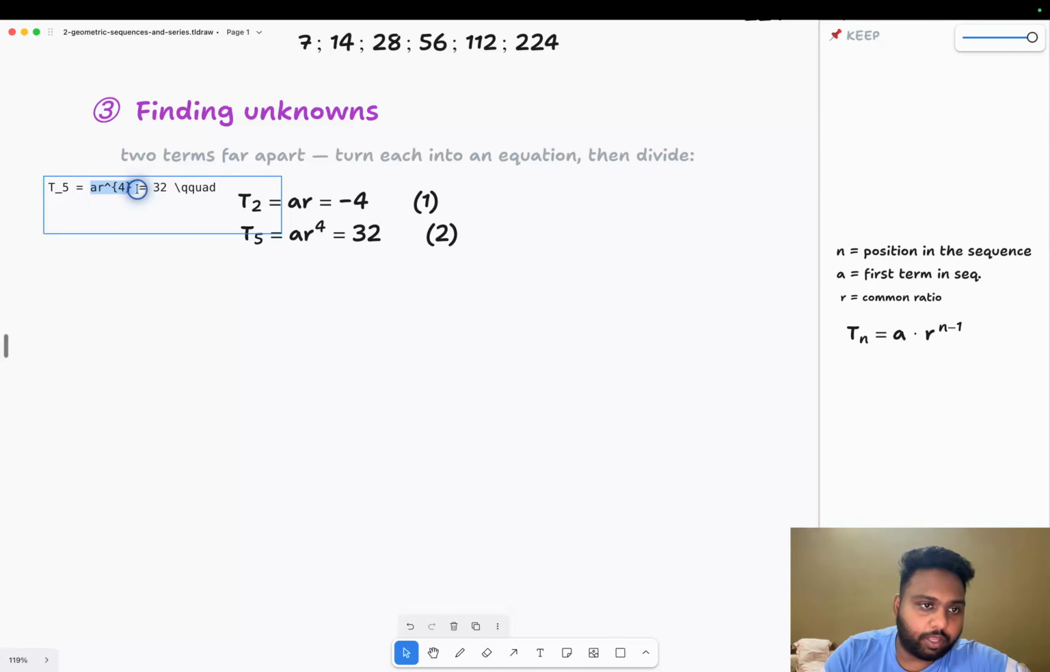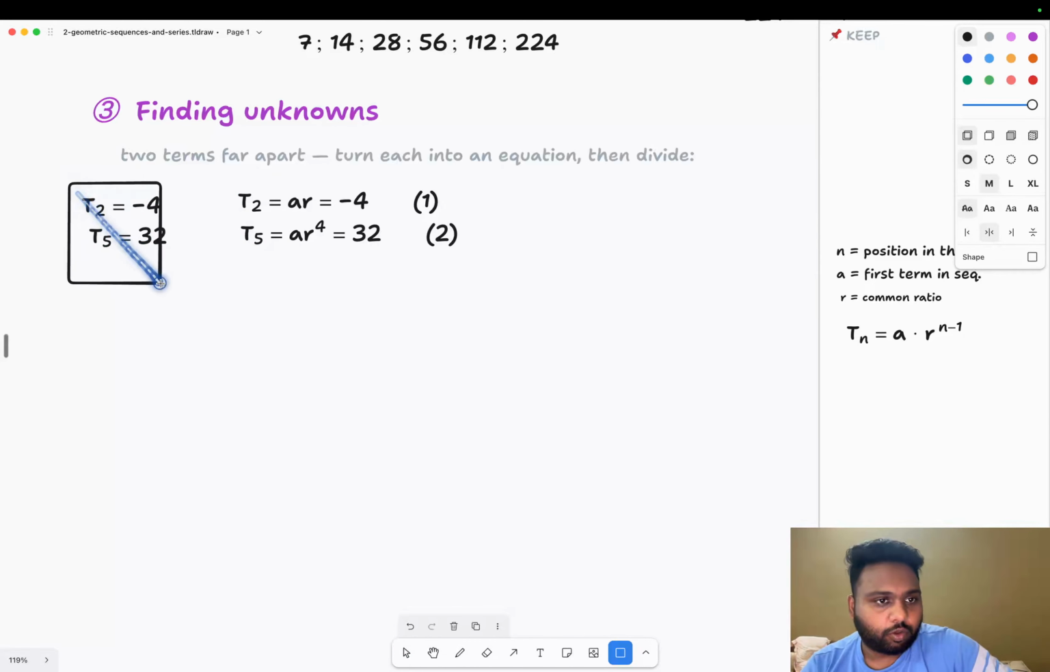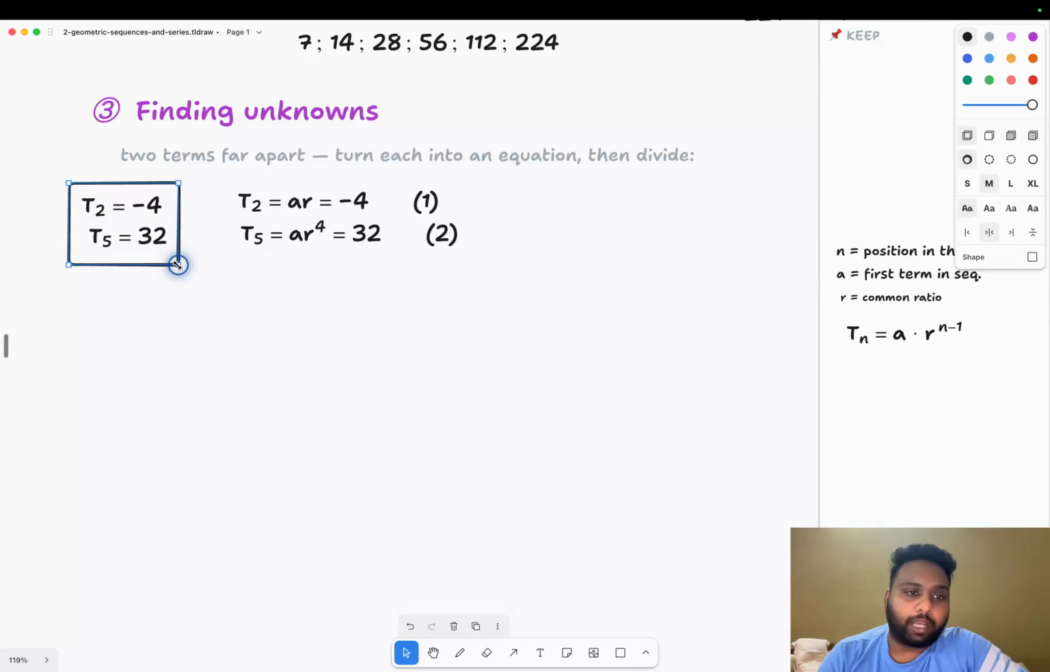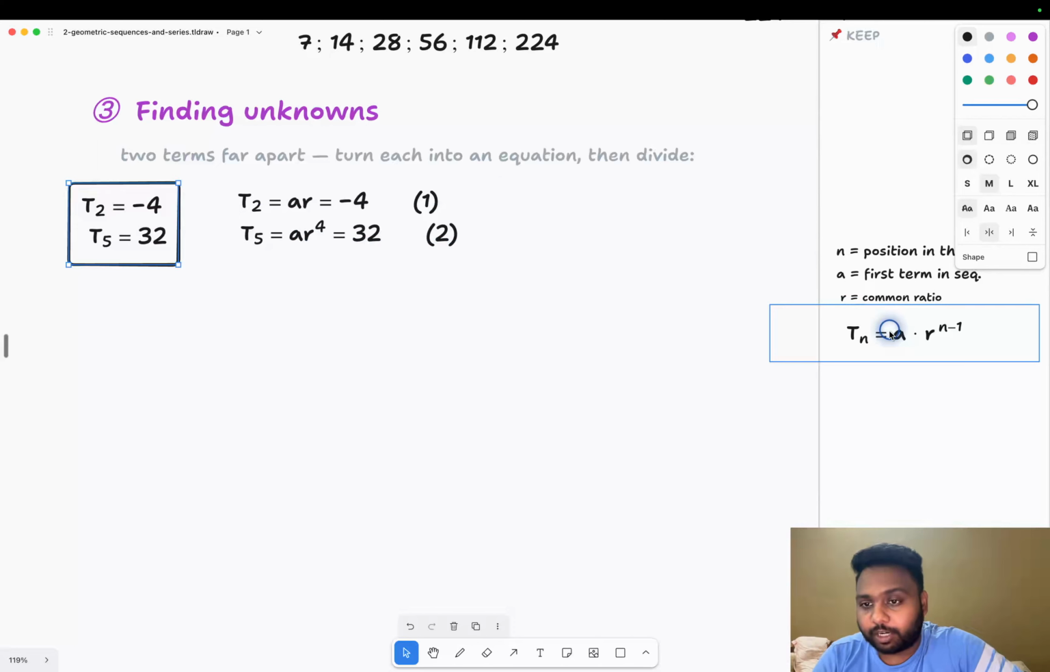Okay, the question is going to say t of 5 is equal to 32, and t of 2 is equal to minus 4. So this is something the question will give us. The question will tell us that the t2 value is minus 4 and the t5 value is 32. And based on that, we will have to derive the value of a and r in order to form our generalized formula for t of n.